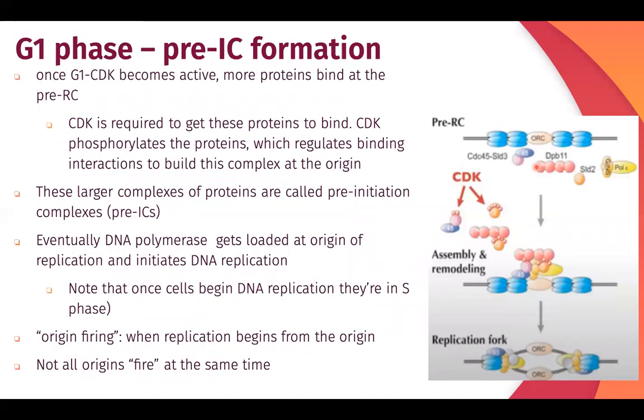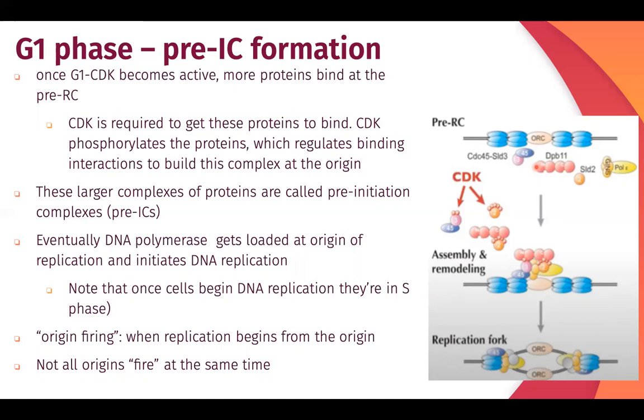So the pre-IC complex is just a larger complex, the pre-initiation complex. So you go from the pre-RC, which was only like those 3 proteins, to the pre-IC. Once all those proteins are added onto the pre-RC, you get your pre-IC, and then eventually DNA polymerase also has to get loaded on. Obviously, because if you don't have DNA polymerase, you can't actually have your DNA replication process. And then once DNA replication starts, you are going into S phase.